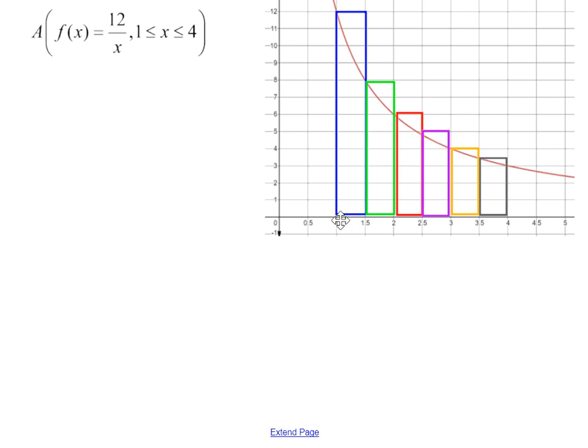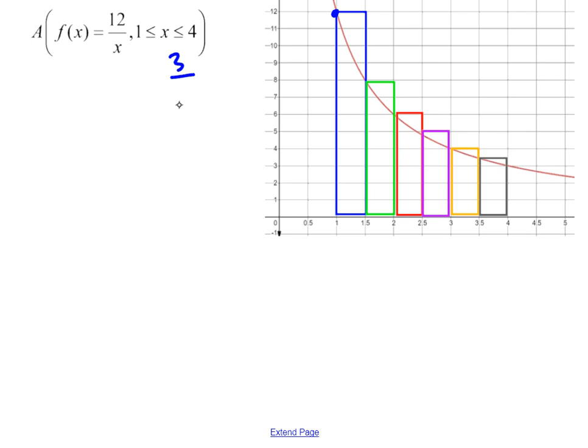Now to find those rectangles, since I'm using left endpoints, I'm going to start with that left bound of 1, and I'm going to go all the way up to the function, put a dot there, and then I just make my rectangle based on how big my widths are for each of these rectangles. To find that, since I knew it was from 1 to 4, I can subtract these two, which would be 3, and just that distance split it up into how many pieces.